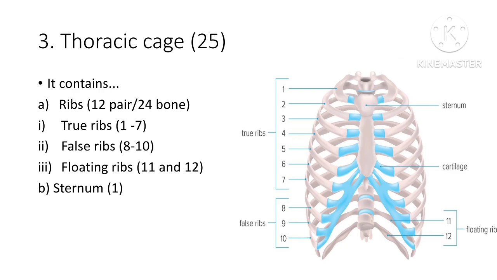The sternum is a flat, elongated bone that is located in the center of the chest. It is composed of 3 parts, the manubrium, the body, and the xiphoid process.